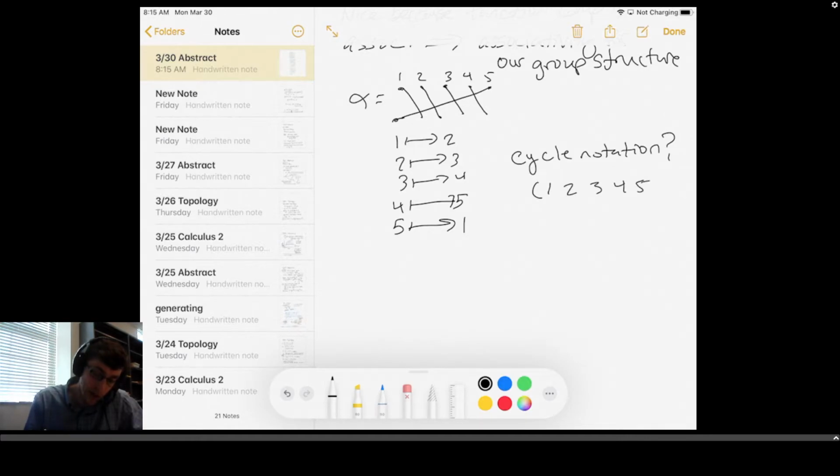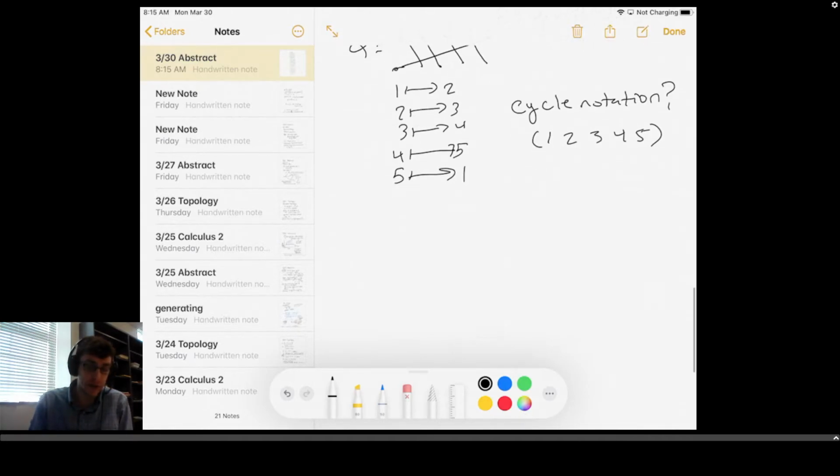And sometimes you'll see commas between these things. Personally, I tend not to write them just because I don't like them. This is how I first saw it, and I am forever biased because of that. But just a fair warning, you may see notation that has that if you look elsewhere. But yeah, so this would be the cycle notation for this.